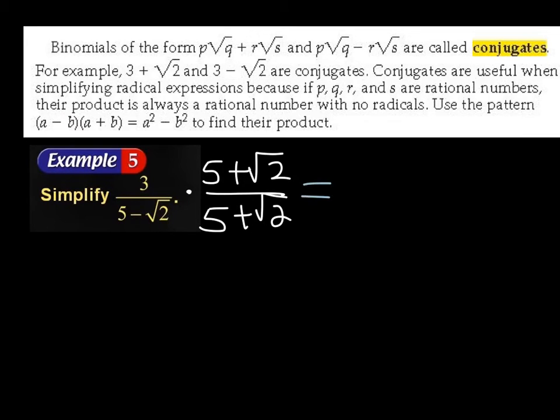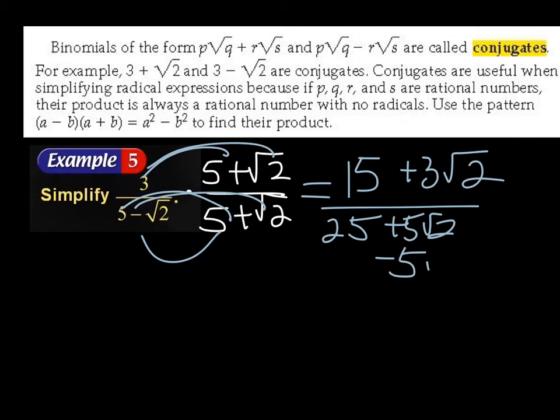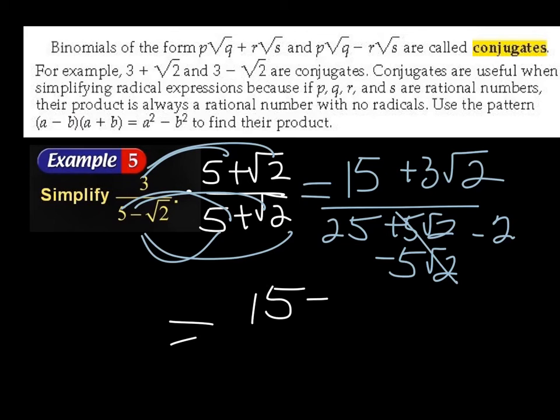Now, the numerator is no problem. I'm just going to have 15 plus 3 square root of 2. The denominator might be more interesting. So we get 25 plus 5 square root of 2, wait for it, minus 5 square root of 2. Opposites are going to cancel out. And positive times the negative is negative square root of 4, which we all know is 2. So my final answer is going to be 15 plus 3 square root of 2 over 25 minus 2, which is 23.